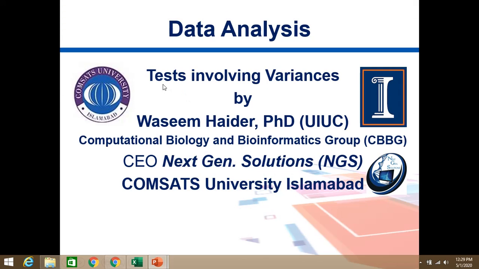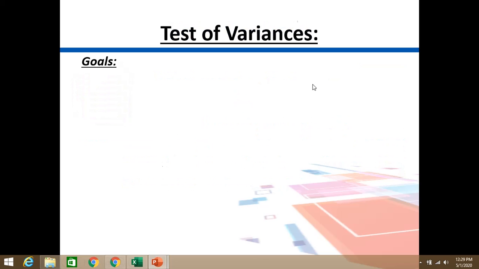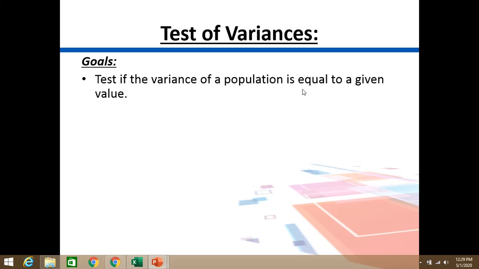Let's look into the tests involving variances. Goals. We want to test if the variance of a population is equal to a given value. Suppose here H0 is that sigma square is equal to 4 and the alternative will be sigma square not equal to 4. So we test if the variance is equal to some standard value.